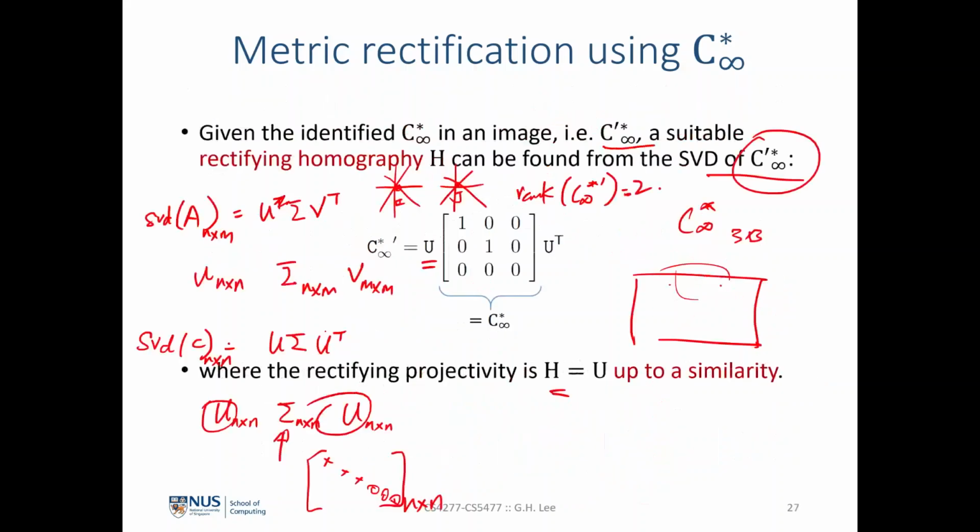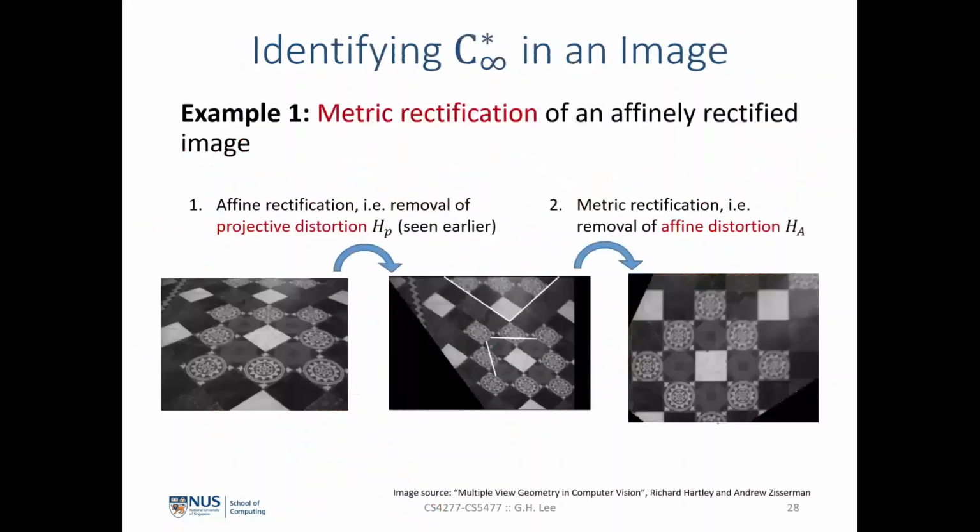So now we can equate this and find all the terms of K and V inside here, up to a similarity ambiguity, because we cannot find HS here since HS is absorbed into this C infinity star here. Now, let me show you an example on how to do this metric rectification.